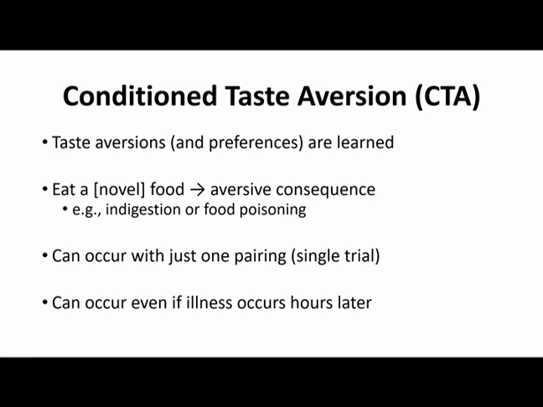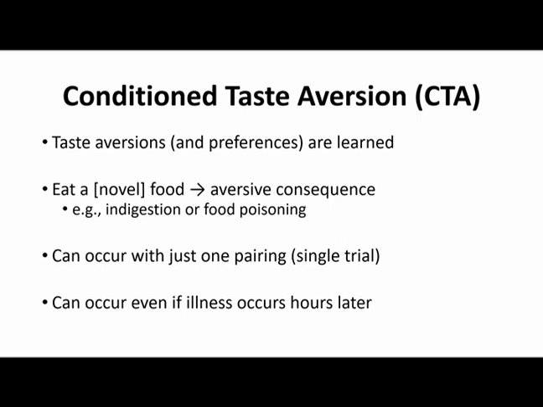And it can even occur if the illness happens hours later. So we have this long delayed learning period, which again is very, very rare when we're looking at learning. Usually for a strong association to form, you need to have a very quick response where you would eat and immediately get sick for you to learn that they're associated.